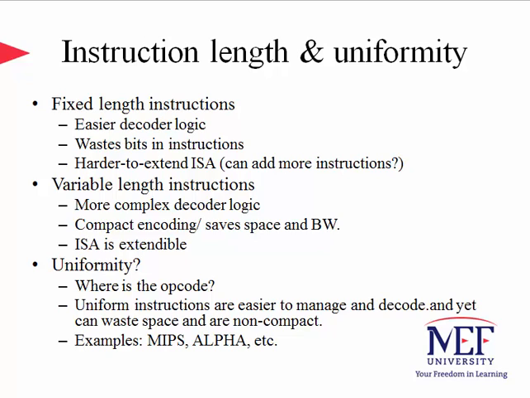Another issue is the uniformity of the ISA, in other words, where the opcode, mode, and address fields are located. Uniform instructions are easier to manage and decode, and yet can waste space and are non-compact. Great examples of uniform ISAs are MIPS and Alpha, which we have seen in the previous classes. And a great example of a complex and non-uniform ISA is the x86 ISA, for example.